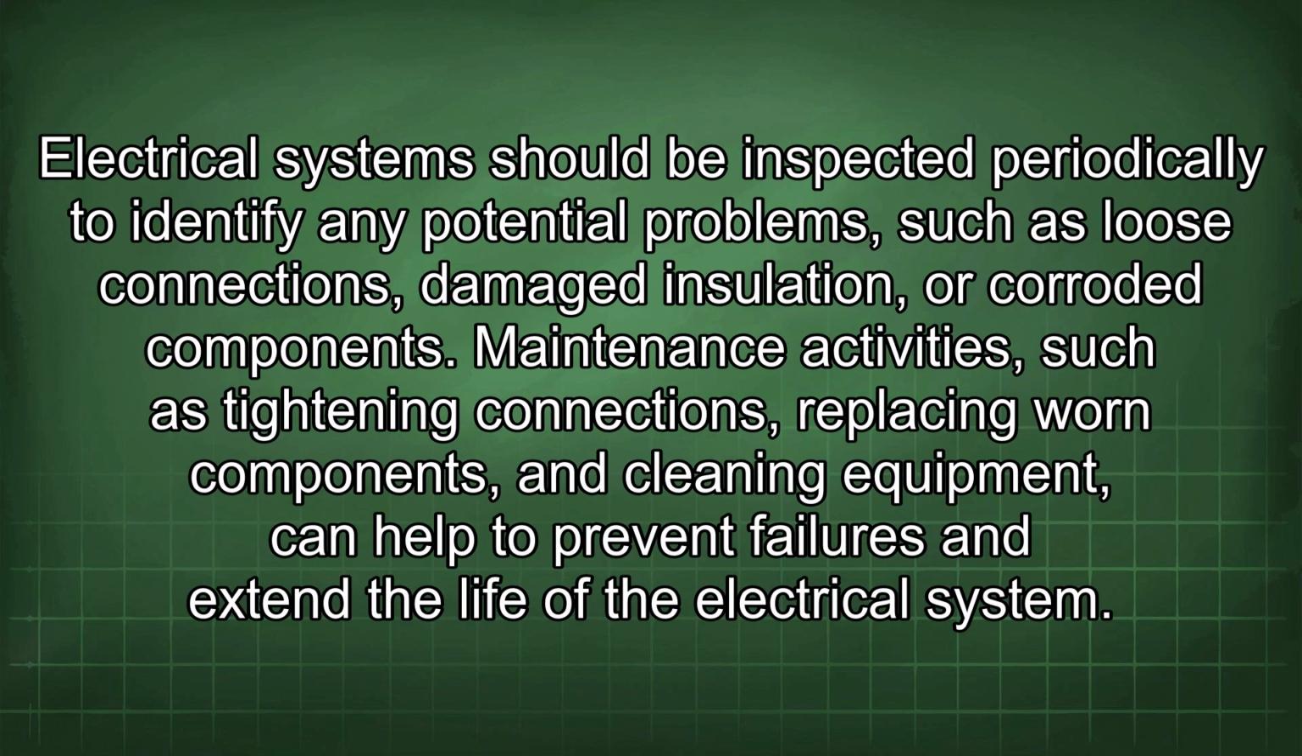Electrical systems should be inspected periodically to identify any potential problems such as loose connections, damaged insulation, or corroded components. Maintenance activities, such as tightening connections, replacing worn components, and cleaning equipment can help to prevent failures and extend the life of the electrical system.